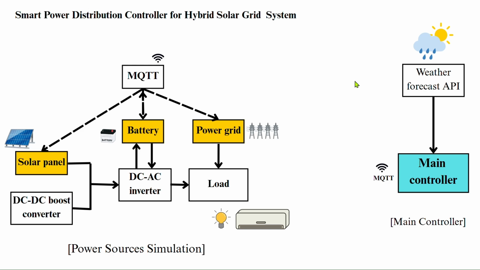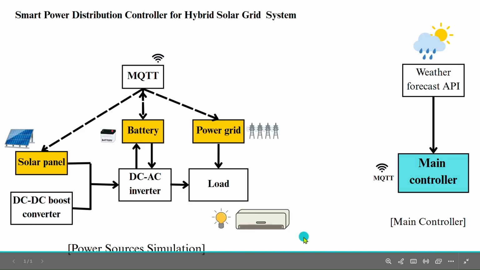This is the demonstration video for the project Smart Power Distribution Controller for the Hybrid Solar Grid System. The design solution includes two main components. This is the simulation of the power source, which includes the solar panel, battery, and power grid, which represent the hybrid solar grid system simulation. And this is done inside Simulink.